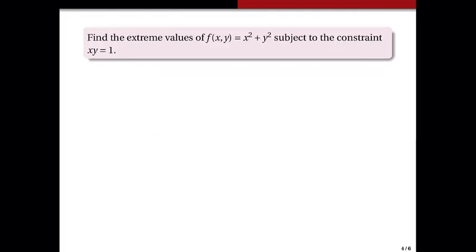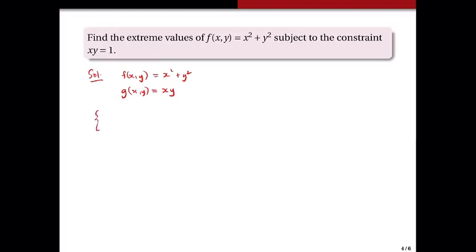Next, find the extreme values of f of x, y equals x squared plus y squared subject to the constraint xy equals 1. So let us write out the complete solution here. We have your function f of x, y equals x squared plus y squared, and then we can let g of x comma y be xy.